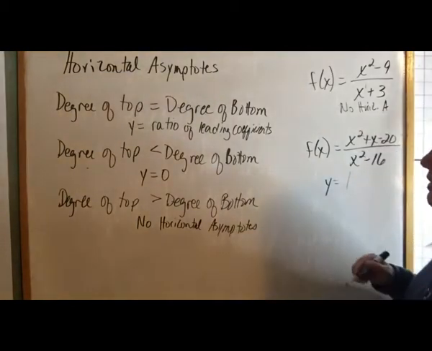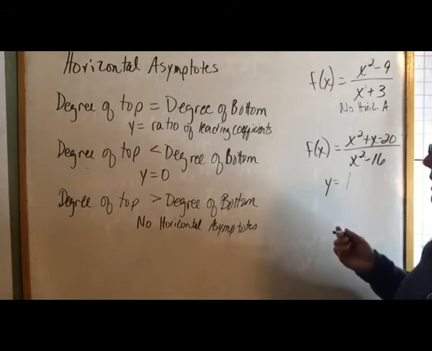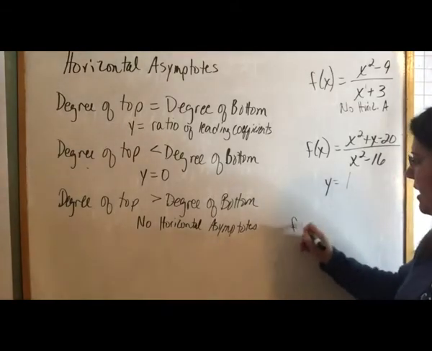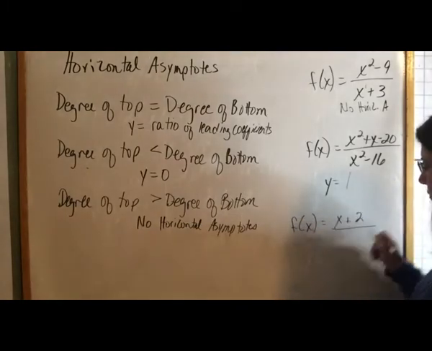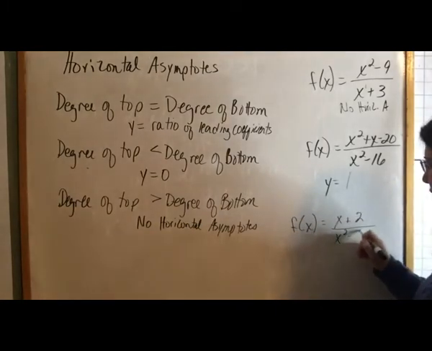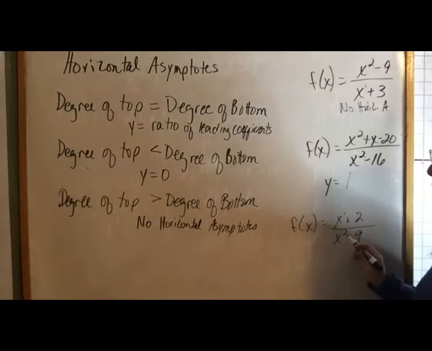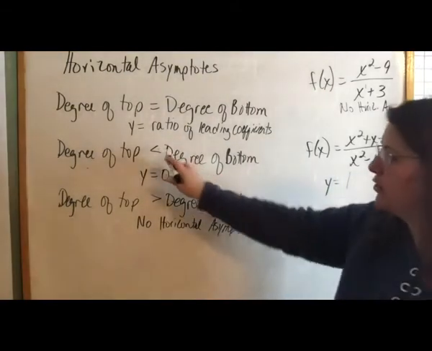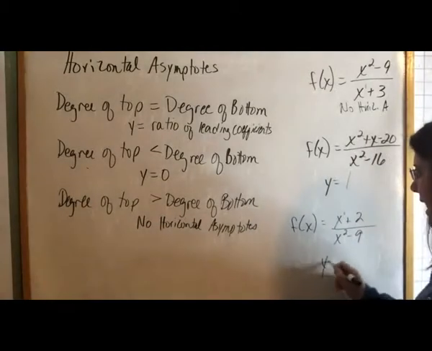Okay. What if I had an example where the top degree was less than the bottom? So like maybe something like this, f of x equals x plus 2 over x squared minus 9. Well, in that one, the degree of the top is 1, the degree of the bottom is 2, so the degree of the top is less than the degree of the bottom, so you're going to have a horizontal asymptote at y equals 0.